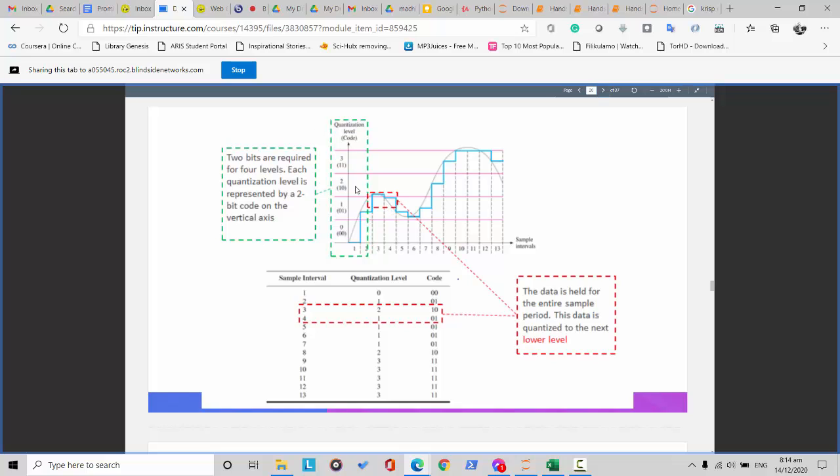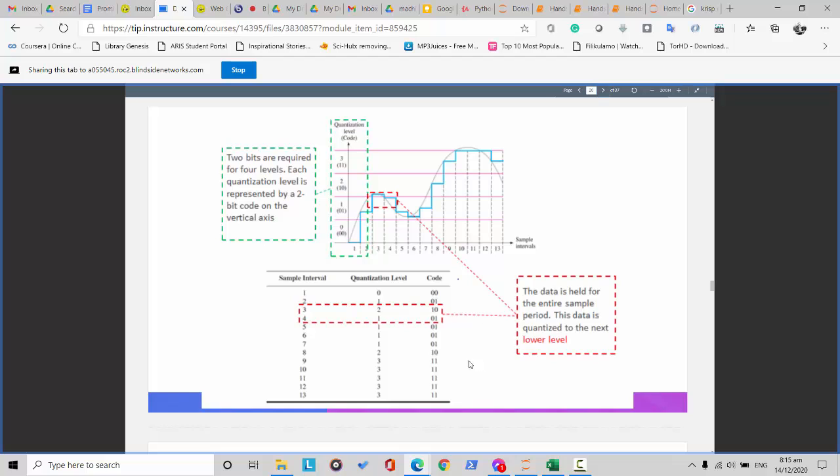Here you can see the illustration tells us that 2 bits are required for 4 levels. So we have 4 levels here: 00, 01, 10, and 11. 2 bits are required for 4 levels. Each quantization level is represented by a 2-bit code on the vertical axis.